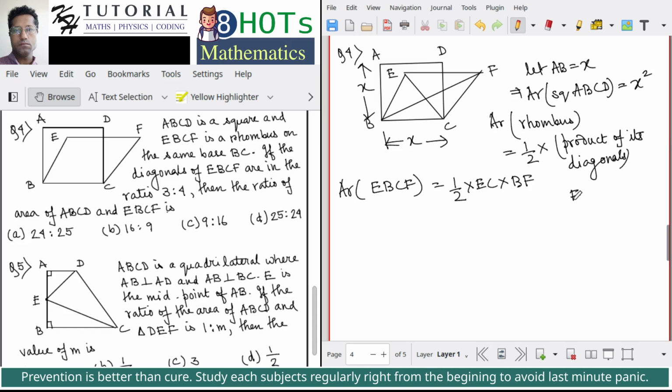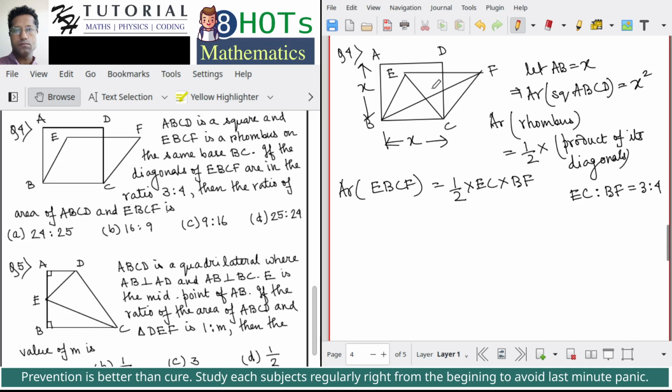We know that the ratio of the diagonals of the rhombus is given to be 3:4. So as per the diagram, EC is to BF is equal to 3:4. Since each side of the square is x, the area of the square is x square. Somehow we have to find the area of the rhombus in terms of x square, which means we have to find the diagonals of the rhombus in terms of x. Then only we can find the ratio.